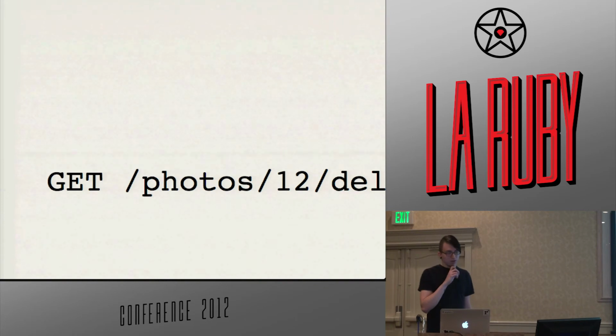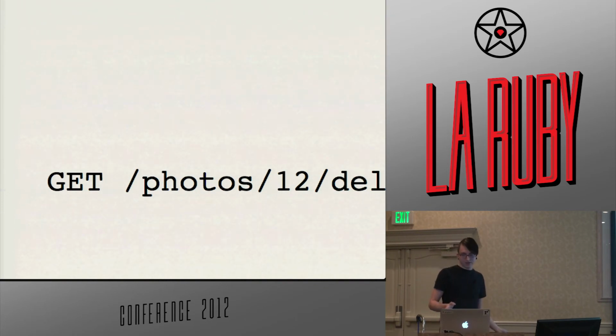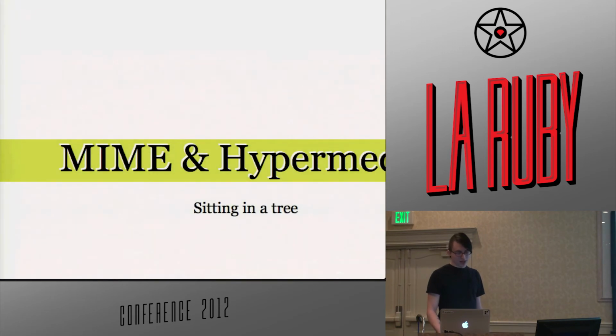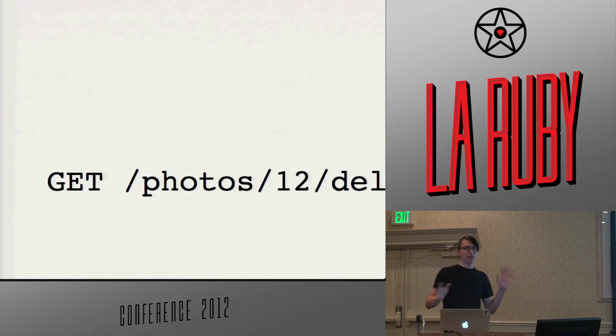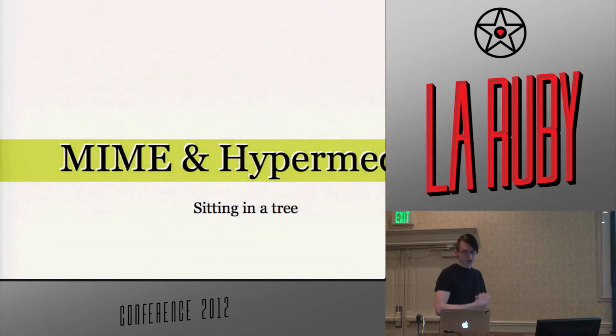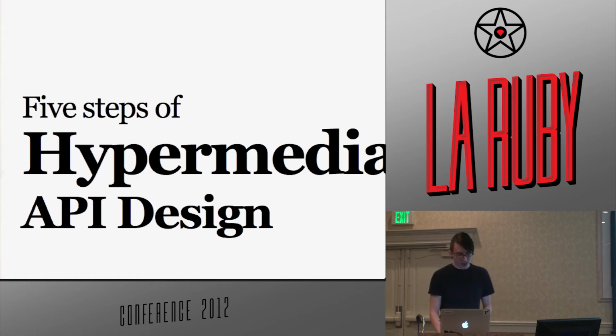So yeah, you don't want to do stuff like this, the get photos 12 delete. Obviously this is kind of silly. So that's not using HTTP correctly. Like you're technically using it correctly, but not really, right? So MIME and Hypermedia sitting in a tree, they sort of work together to describe the types of documents, and we want Hypermedia documents specifically. So that's sort of the overview of what a Hypermedia API would look like, transferring hypermedia from one section of the web to the other.